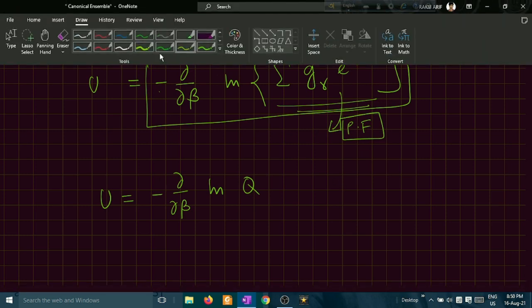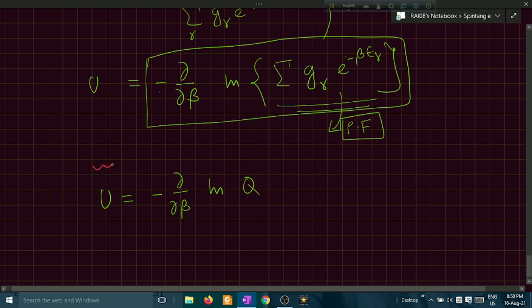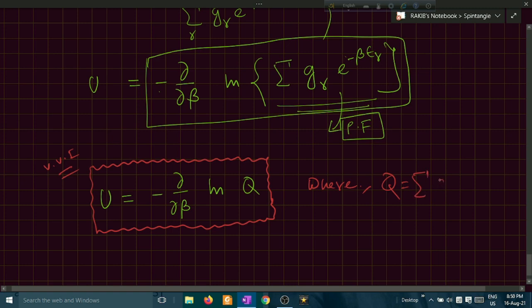This is the ultimate and very important formula to remember. You have to remember this thing for your competitive purpose, and this is too much important for a formula. Okay, this is very important. So where Q is what? Q is equals to summation gr e to the power minus beta er. This is the partition function.